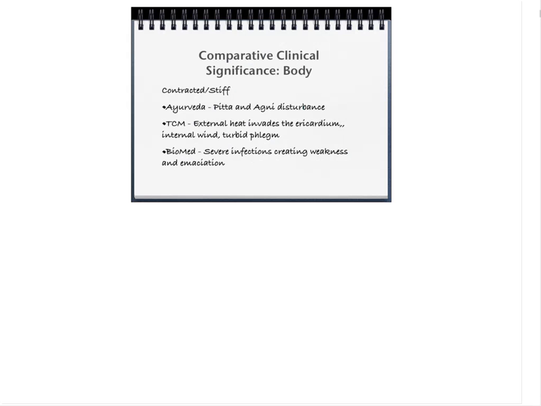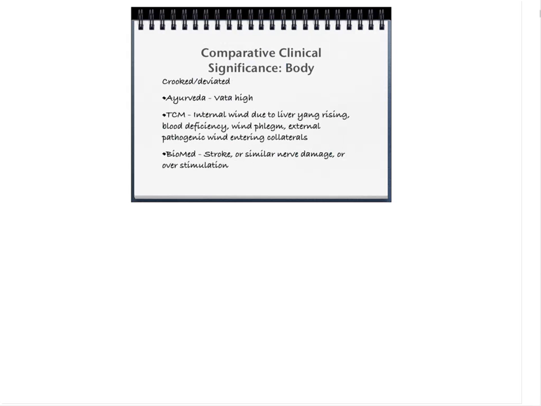If it's contracted and stiff, it's Pitta and Agni disturbance. If it's deviated, it can be high Vata and a nervous disorder, especially a behavioral disorder. It could be, like I said, schizophrenia, or some kind of ADD. Also, if it's completely deviated to one side, there are chances of, if you look at Dr. Ladd's book, paralysis.